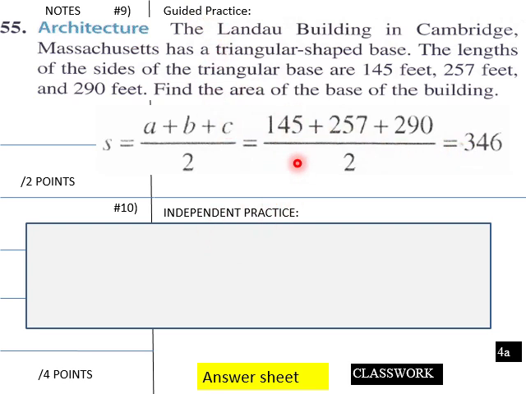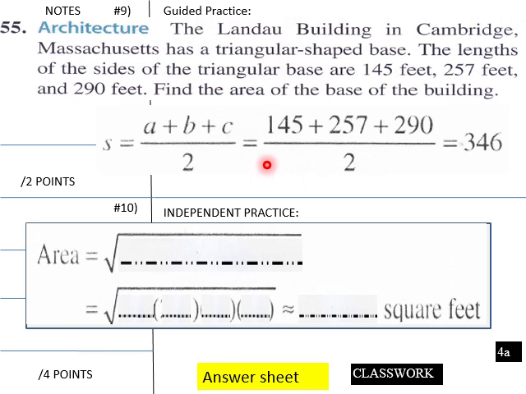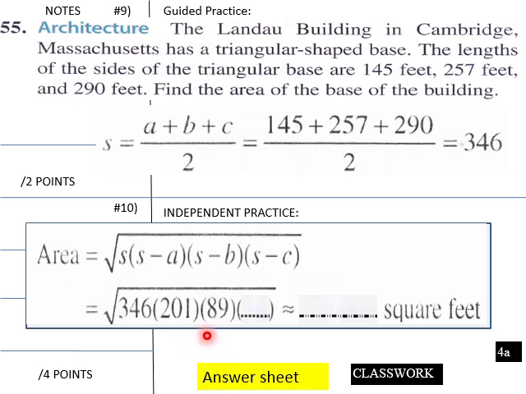For your independent practice, am I going to be nice today to do that? I guess I will be. So your area using Heron's formula, and our plug-in here is 346 times 201, 89, and 56. We multiply this out, and then we take the square root of that, which equals 18,617.7 square feet for the area of the base of the Landau Building.